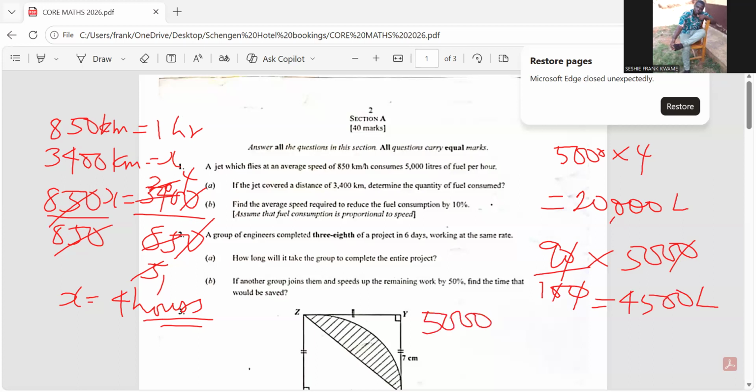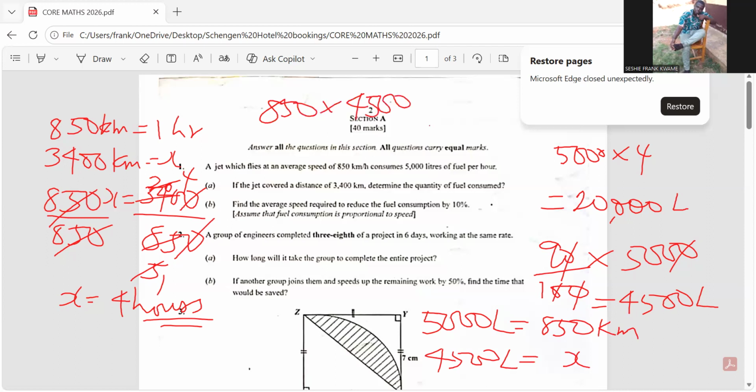So 5,000 liters is consumed in 1 hour, and 850 km is covered. Now, if you have 4,500 liters, what will be covered? So we have 850 times 4,500 out of 5,000. This goes off, these two go off, 5 here, 1, 5 here, 9. 9, 5, 45, 72, that's 76 liters per hour.